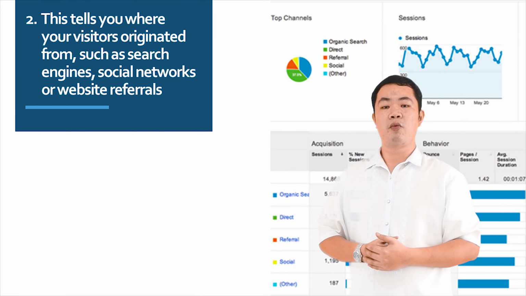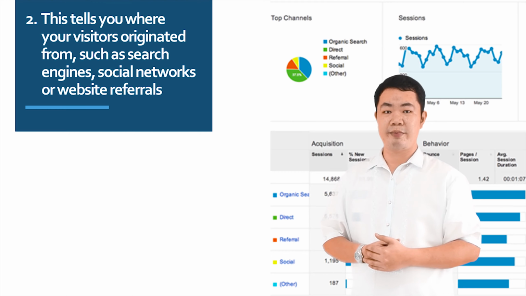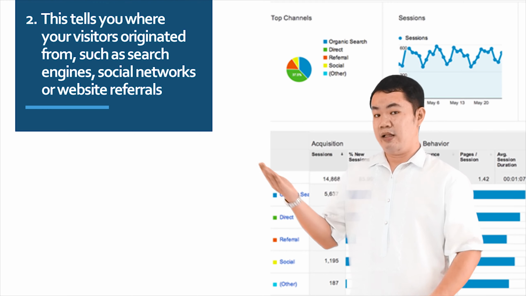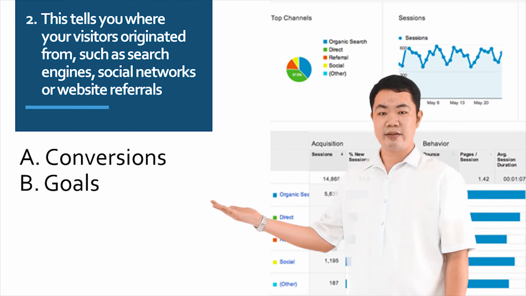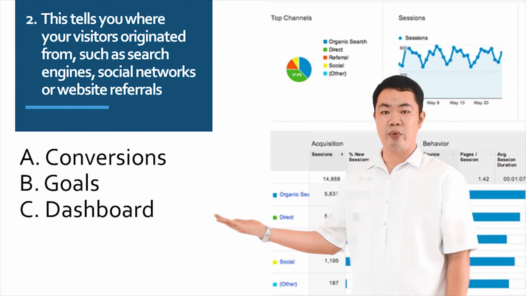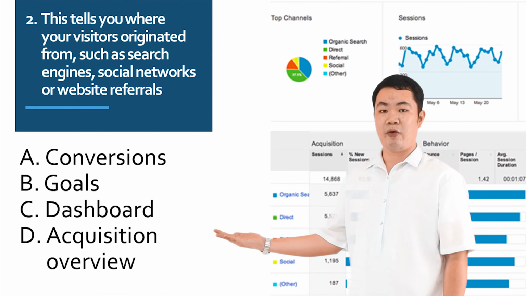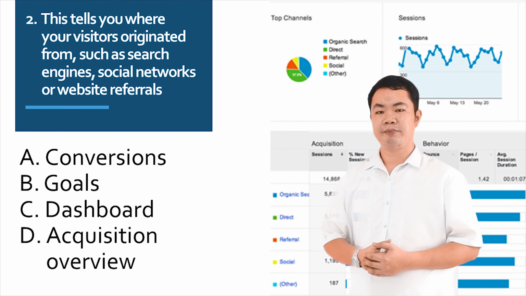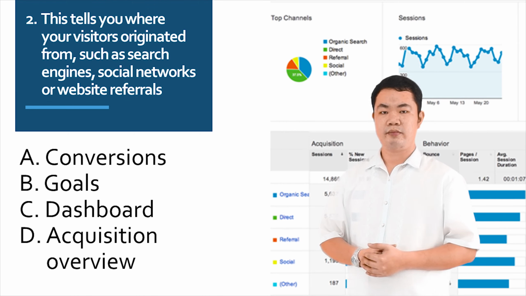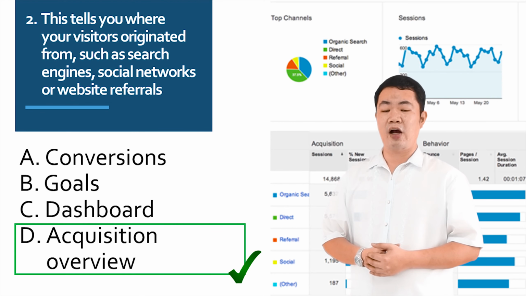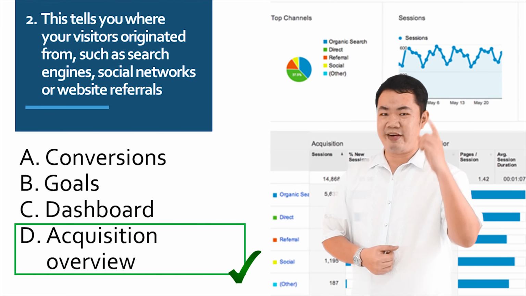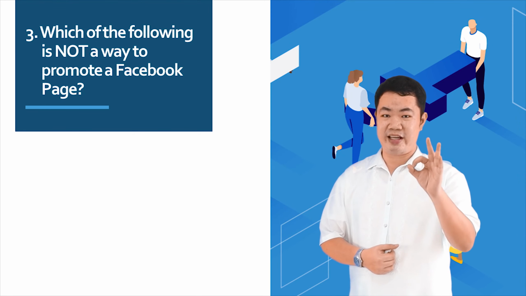Question number 2. This tells you where your visitors originated from, such as search engines, social networks, or website referrals. Letter A, conversions. Letter B, goals. Letter C, dashboards. Or letter D, acquisition overview. The correct answer is D, acquisition overview. Very good!